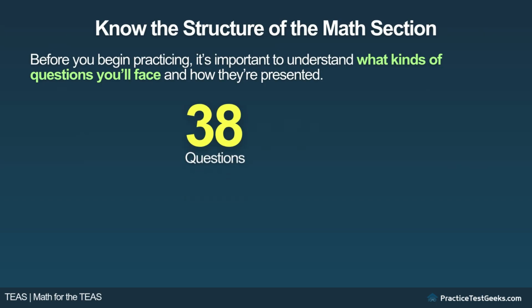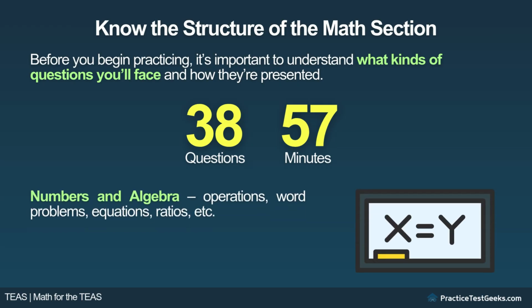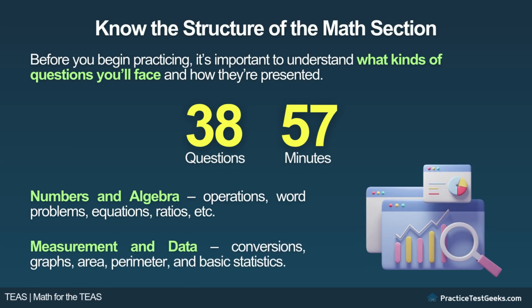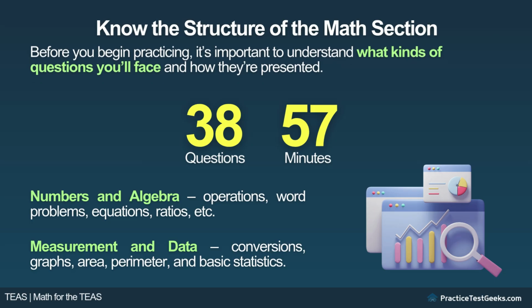You'll get 38 questions and 57 minutes to answer them. That gives you roughly 1.5 minutes per question, so pacing matters. The questions fall into two major categories. First is numbers and algebra. This includes basic operations, solving equations, word problems, and working with ratios. Second is measurement and data. Expect questions about unit conversions, reading graphs, calculating area and perimeter, and using basic statistics. Some questions are simple, while others require multiple steps or careful reading. So stay focused. Every second counts.